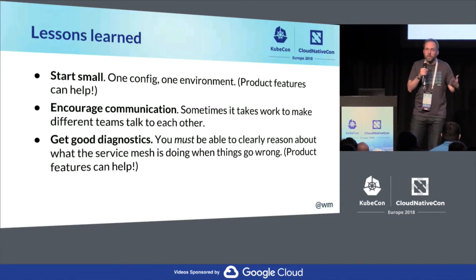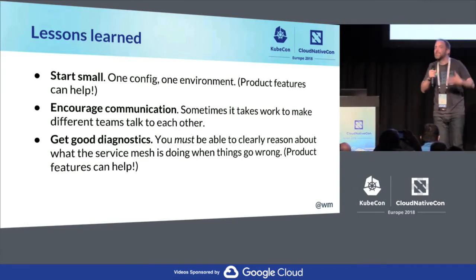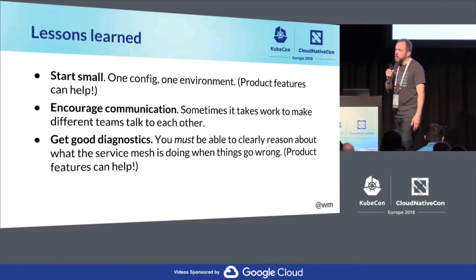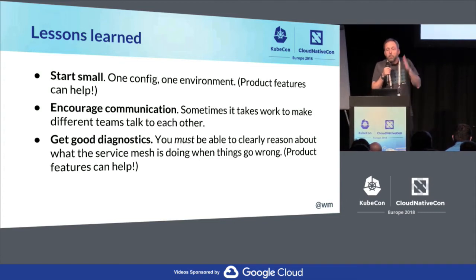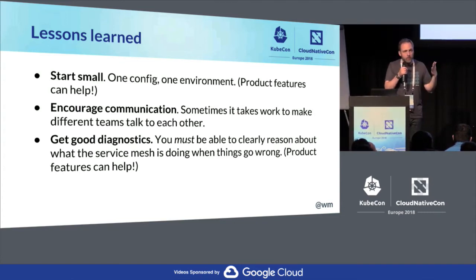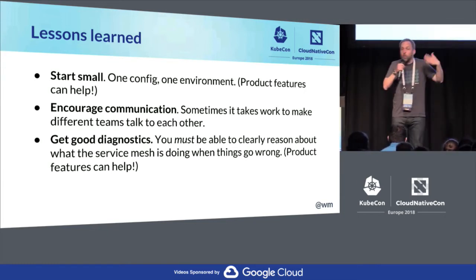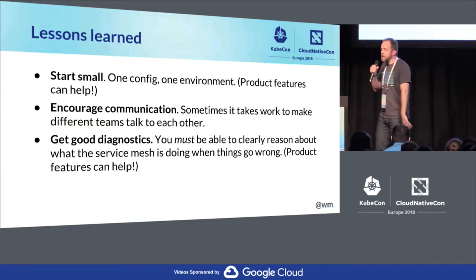Number 1, start small. One configuration, one environment. Of course, you're testing this before you put it into prod, but the reality is, once it's in prod, it's different. You never catch everything. So start small. There are product features that can help with this. One of the things we've really tried to do with Conduit is make it very easy to incrementally apply the service mesh to one service at a time.